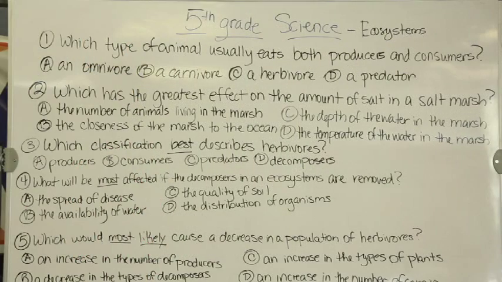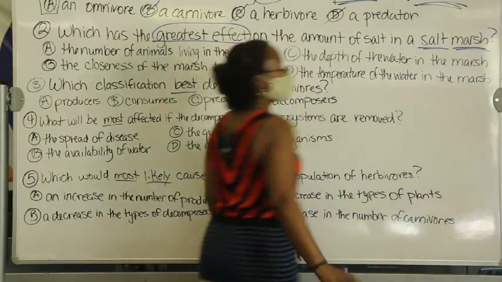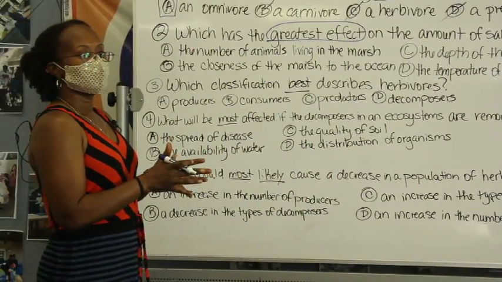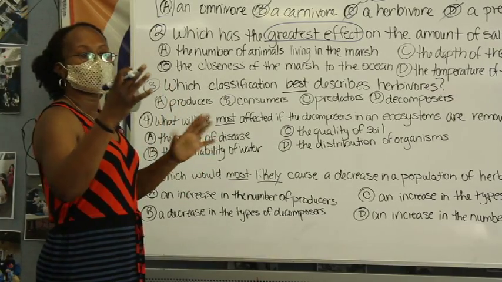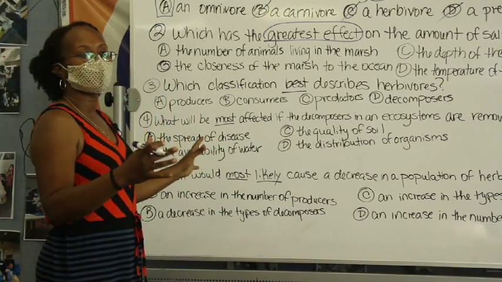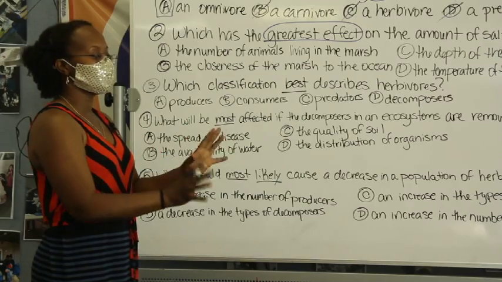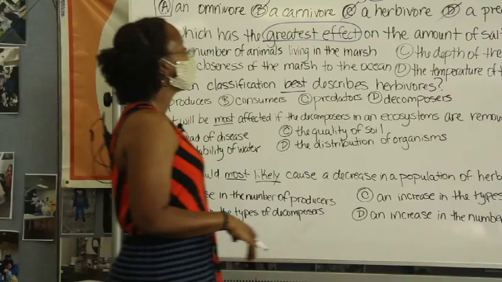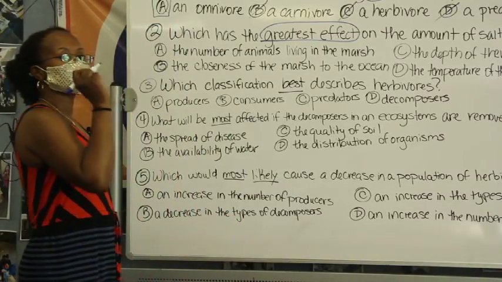Let's move to the next one, number 2. Which has the greatest effect on the amount of salt in a salt marsh? So there are different kinds of marshes. Marshes are pretty much the in-between of water, or a body of water, any type of water, and land. So it's wet and it has some grass in it, okay? But this particular one has salt.